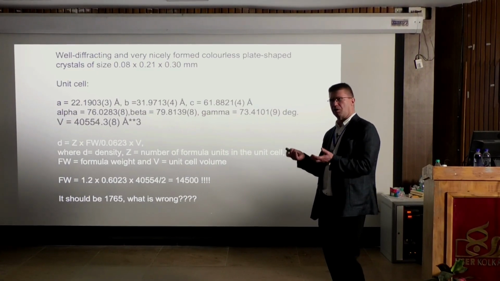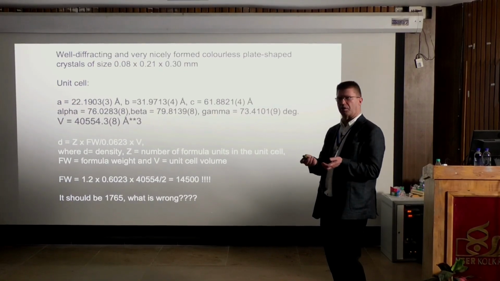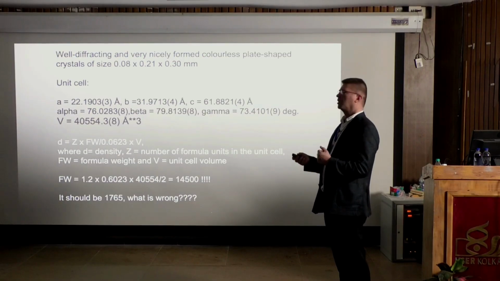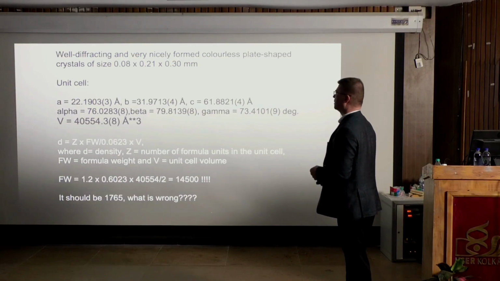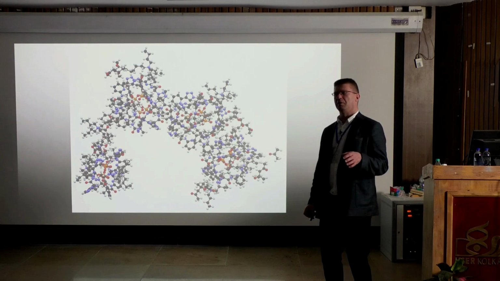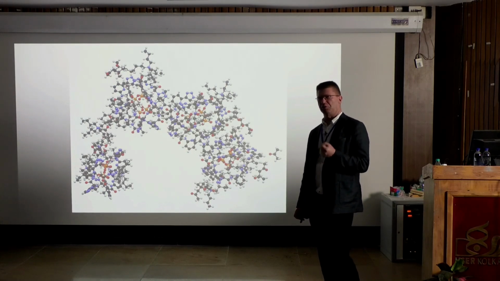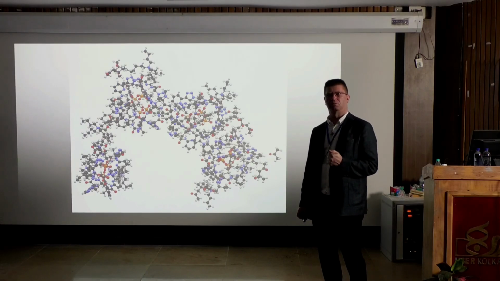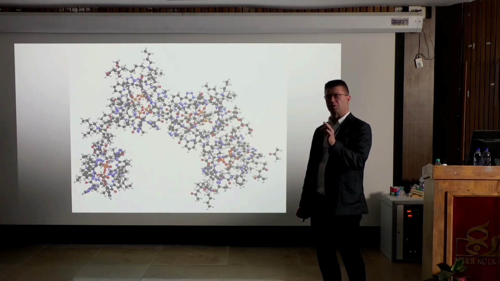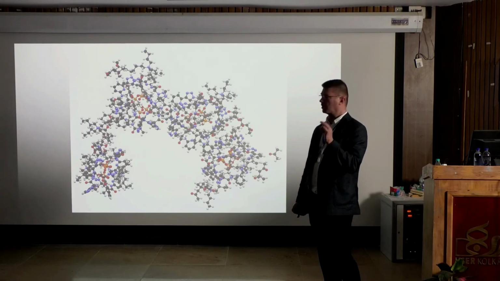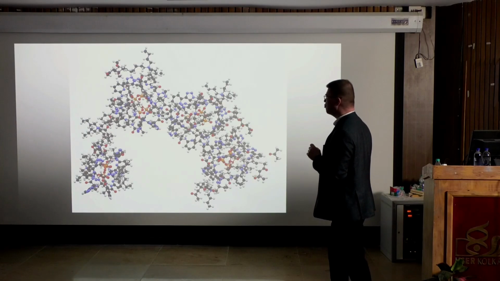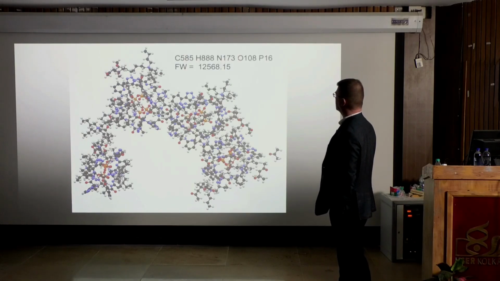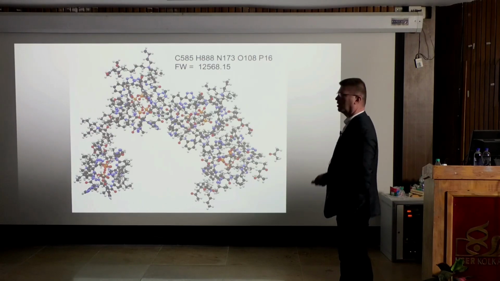How is this possible? How can it be? Because we have this which would be 1,700. How can it be 14,000? Something must be wrong. But the point in there is, it turned out that it was a very good crystal. I could solve the structure, and these are all the atoms which are there. So it was not one single molecule there. It was a big group of things. So what is this? This is actually a constitution of this type with a molecular weight of nearly 13,000.